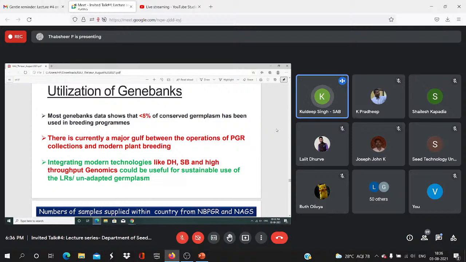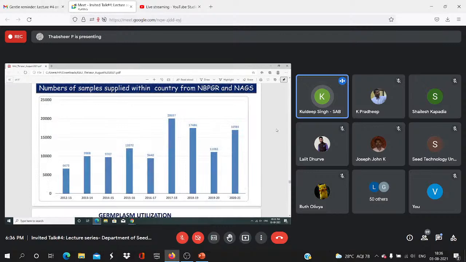And I will give you a few examples of how NBPGR has actually changed its strategy. This is just one glimpse. Though it is said it's not being used in breeding programs, our record shows every year 15 to 20,000 accessions we are sending to different partners within the country. This is our exchange within the country. And if I see the last 5 years, more than 65,000 accessions of different crops have been shared with our colleagues within the country. Next slide, please.